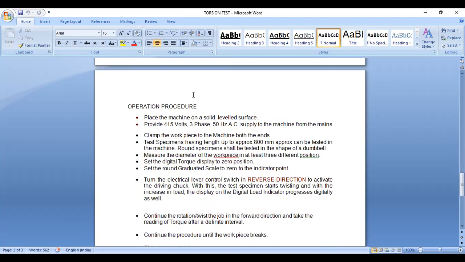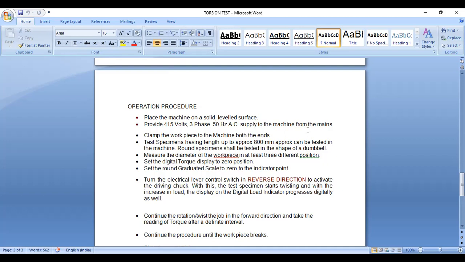The operational procedure is to place the machine on a solid, level surface. You should have a proper solid bed, where the machine is placed, clamped and gripped to the bed, and it should be properly level. Then supply 415, 420 or 440 volts, 3-phase, 50 Hz AC to the machine from the mains.